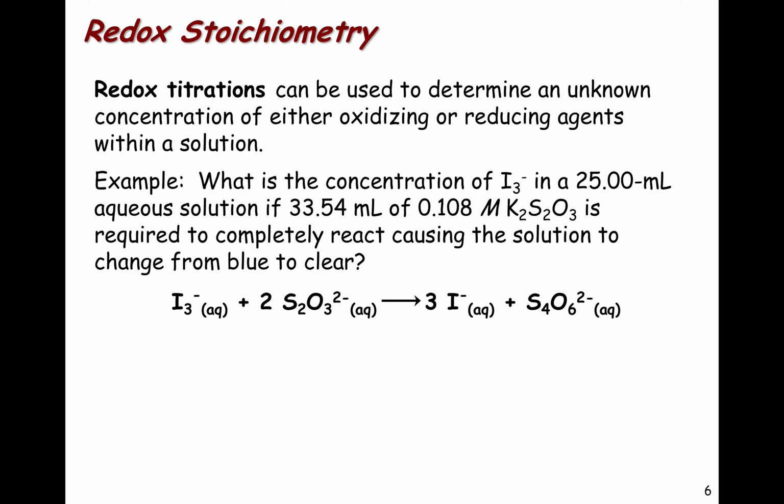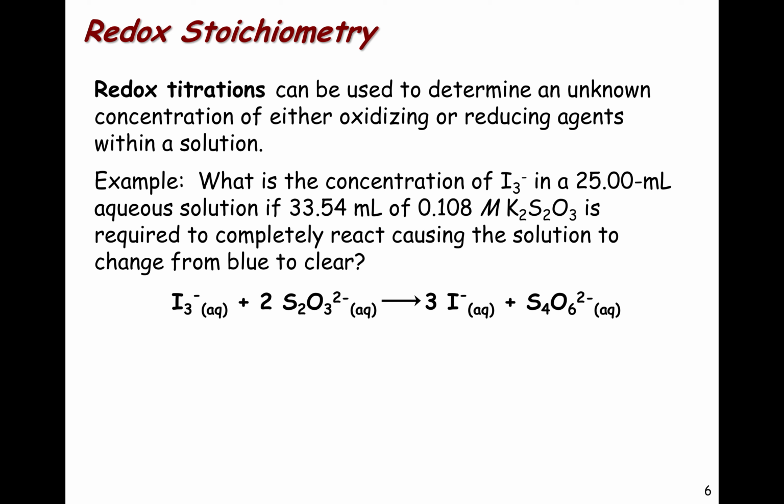You see here the balanced overall redox process. Notice that there are 3 iodine atoms on the left side of the arrow, and then there's a stoichiometric coefficient of 3 on the right in front of the I minus. Also, for the thiosulfate, there's a stoichiometric coefficient of 2, giving 2 times 2 sulfurs, a total of 4 sulfurs on the left. And on the right-hand side you also have 4 sulfurs. In addition, there are 6 oxygen atoms on the left, and on the right there are also 6 oxygen atoms.